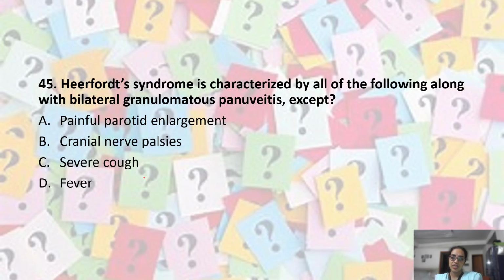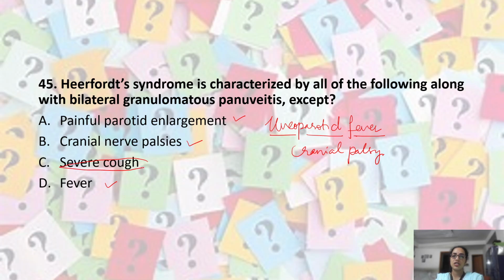Heerfordt syndrome is characterized by all of the following, along with bilateral granulomatous panuveitis. So let us know what is Heerfordt syndrome. It is also known as uveoparotid fever. So what are the components of this? There is severe bilateral panuveitis with parotid enlargement. There is fever, malaise, and body ache. Along with that, you might even get cranial nerve palsies. Okay, so there is parotid enlargement, there is cranial nerve palsy, there is fever. So severe cough is not a requirement for Heerfordt syndrome, though it might be present as a part of sarcoid. So the right answer here is C.